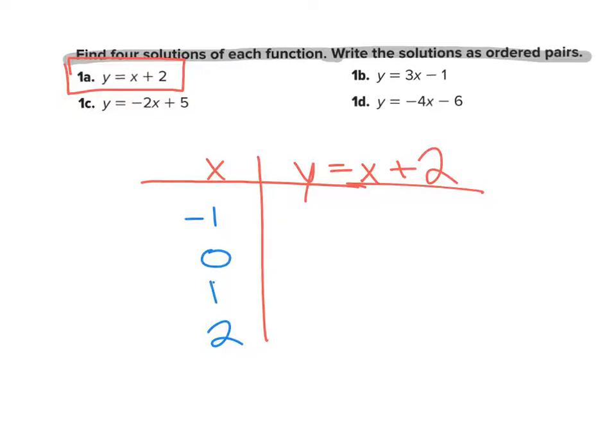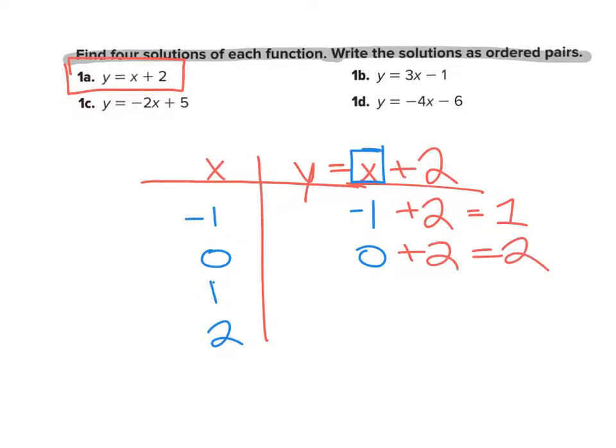So when x is -1, I'll plug in -1 for my x and add 2. -1 plus 2 is +1. When x is 0, I'll plug in, again, 0 for my x. So x plus 2, 0 plus 2, which is +2.